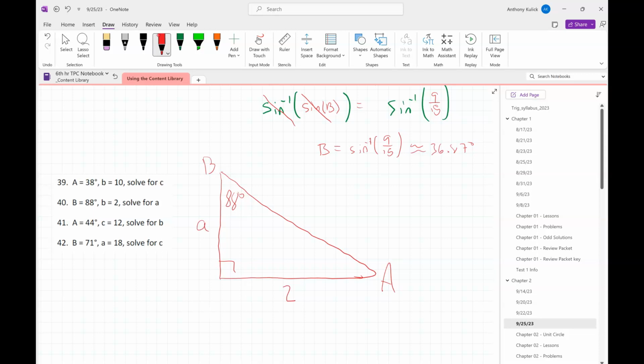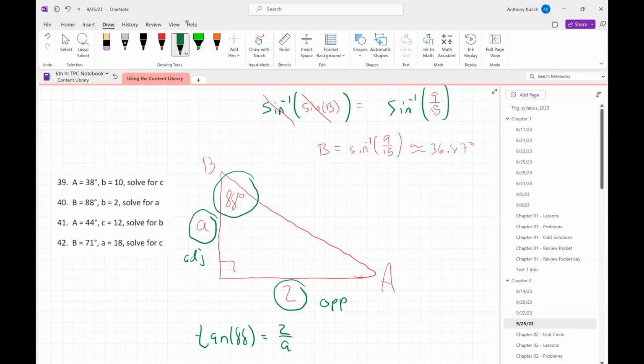Okay, so this is like our setup for 40, right? So we're going to use the angle we know, which is angle B. Relative to angle B, we know side 2. Is side 2 opposite, adjacent, or hypotenuse? That's opposite. And the side we're looking for, is that adjacent or hypotenuse? Adjacent. So which trig function do we need for opposite and adjacent? Tangent. So we'll write tan 88 equals opposite over adjacent.